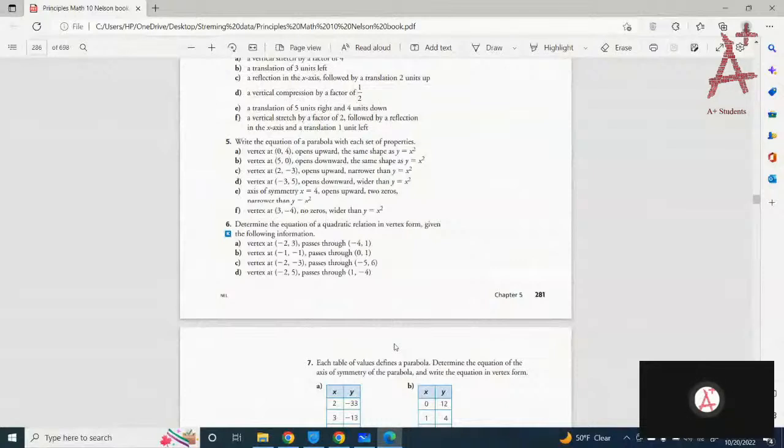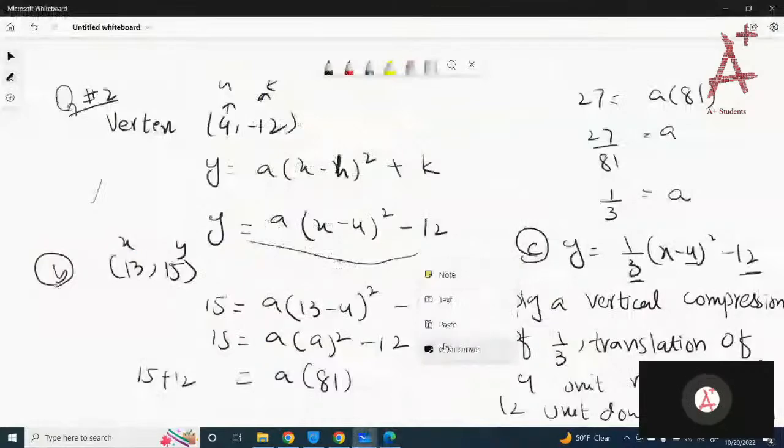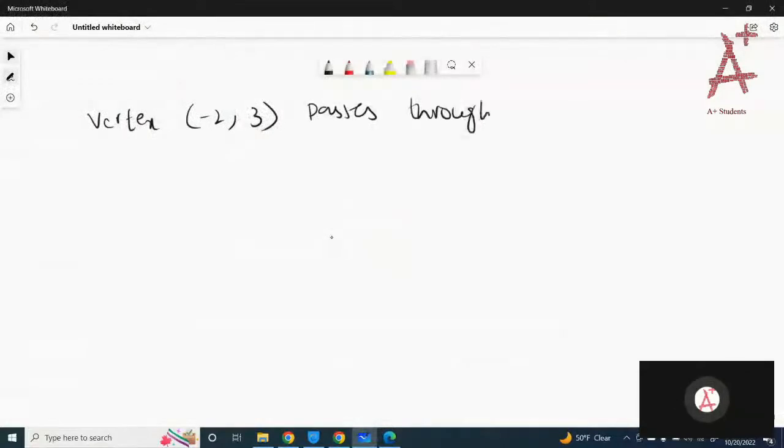Let me write down the question on the board. Okay, the vertex is negative 2, 3. We are given a vertex that is negative 2 and 3, and a point that it passes through, point negative 4, 1. We have to write the equation of the parabola.